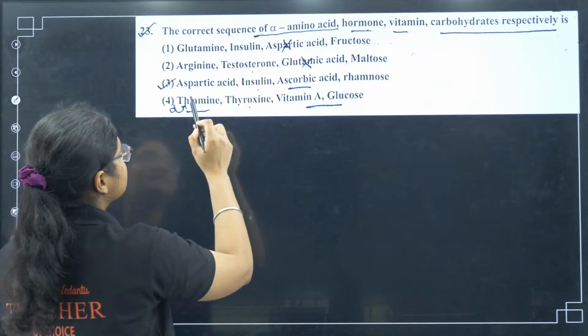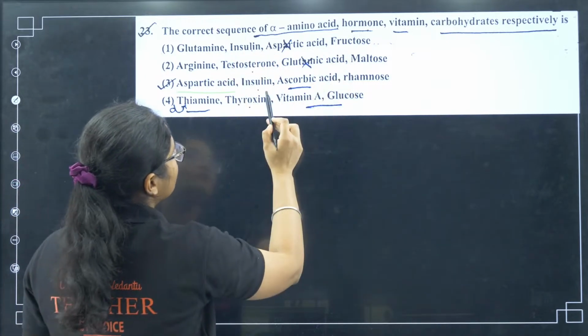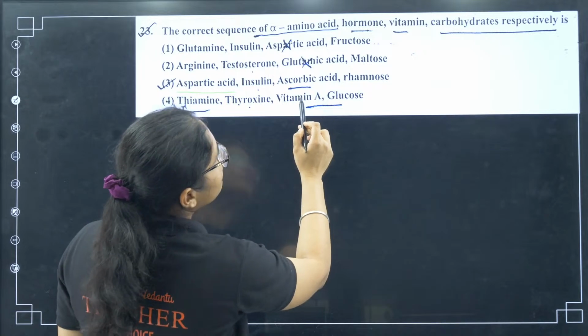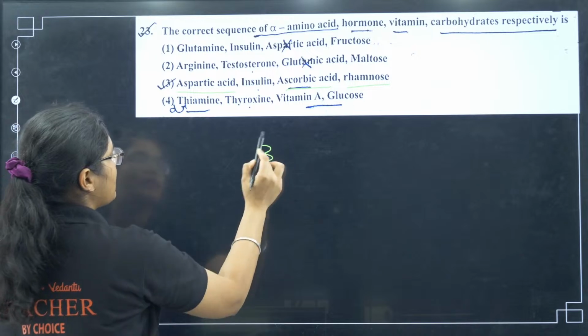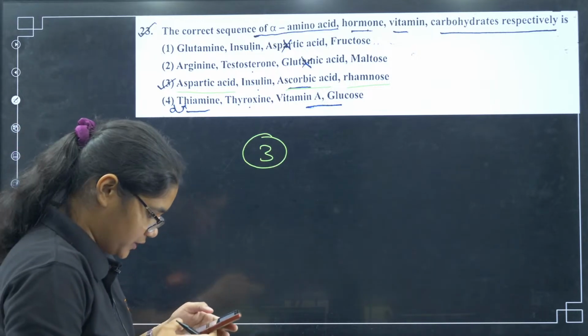Okay, next, the sequence of alpha amino acid, hormone, vitamin, carbohydrates respectively is. So alpha amino acid is aspartic acid, hormone is insulin, vitamin is ascorbic acid and carbohydrate is raffinose. So the correct answer for this question will be option number 3.